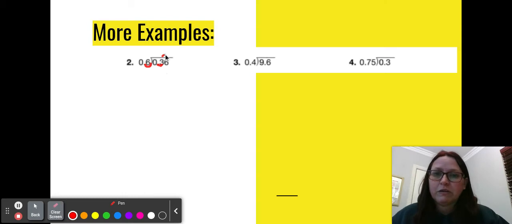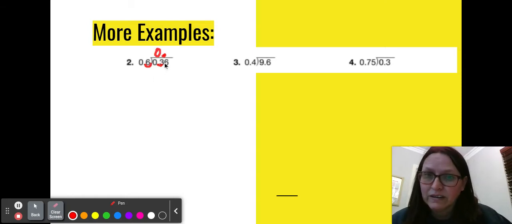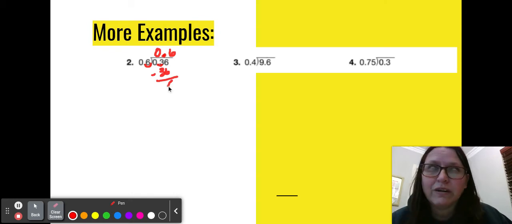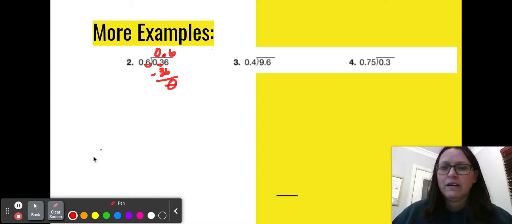So I'm going to move it up here between 3 and 6, where my decimal is. 6 does not go into 3. Because 6 doesn't go into 3, I'm going to put 0 in front of my decimal point. 6 does go into 36. 6 goes into 36 6 times. 6 times 6 is 36. 36 minus 36 would be 0, and so my answer would be 0.6.